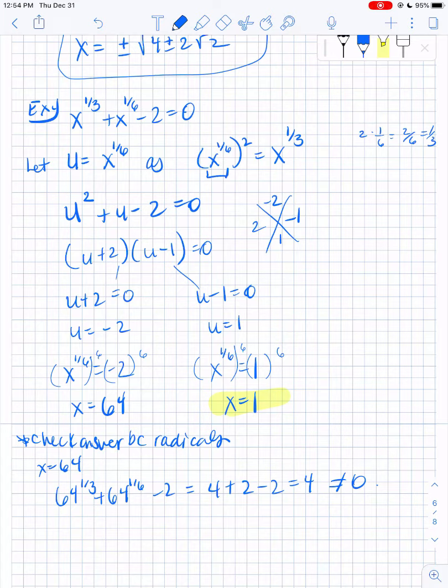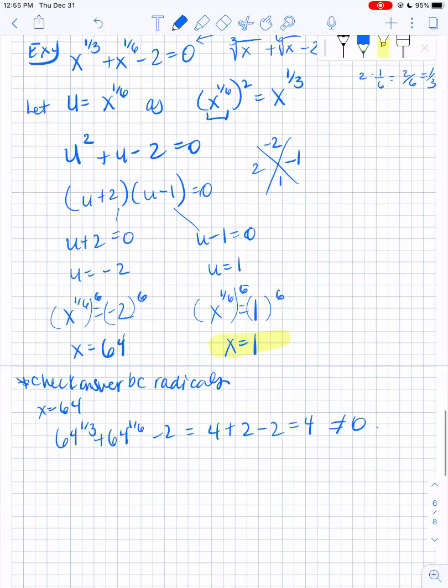So now I'm going to go ahead and plug it back in. So I have x to the 1/6 equals -2 and x to the 1/6 equals 1. So I take each side to the 6th power to cancel out the 1/6. And then I get x equals 64 and x equals 1. And I'm going to go ahead and check my answer, because originally this equation looks like this. And sometimes with radicals, our answers get a little weird. So I'm just going to check my answer.